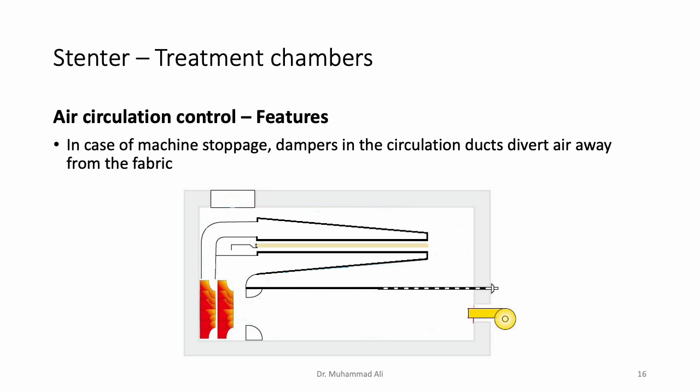So if there is a machine stoppage, then automated dampers close the entry part of these upper and lower circulation ducts. And as these dampers are closed, the air is diverted away from the fabric, as shown with the help of these arrows here. So these dampers are connected to motors actually, and then the machine controls detect that there is a sudden machine stoppage. Those motors are turned on automatically, and the dampers are closed, thus diverting away any air from the fabric.